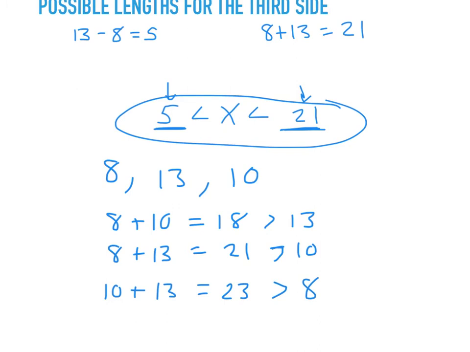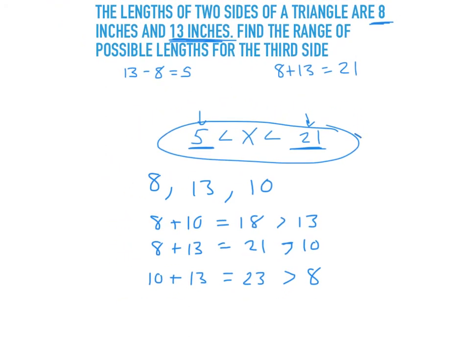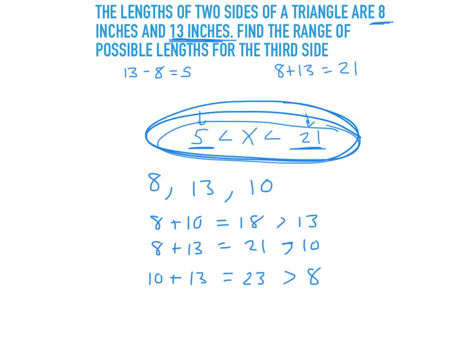Do you have to show all that work if it's just asking for the range? All I need to see is this. Okay. Okay, last example.